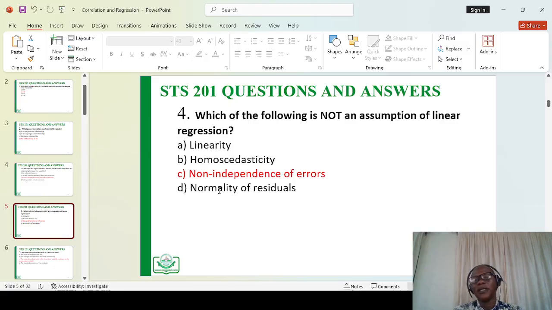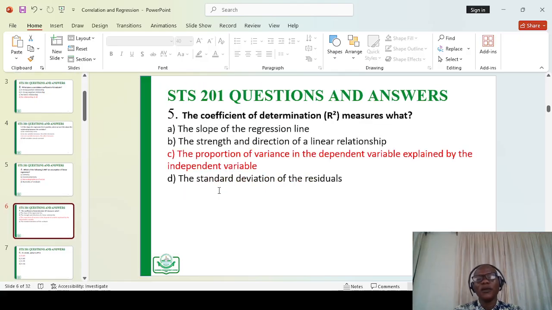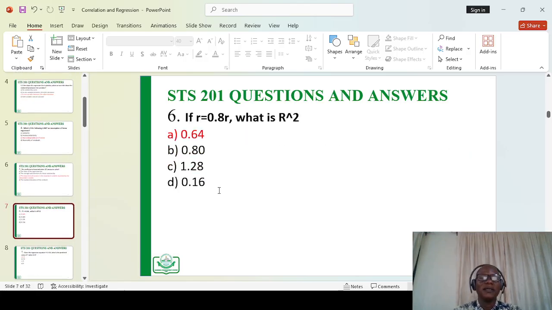Which of the following is not an assumption of linear regression? Non-independence of errors. That is not an assumption. So C is the correct answer. The coefficient of determination R squared measures what? It measures the proportion of variance in the dependent variable explained by the independent variable. So C is the correct answer.